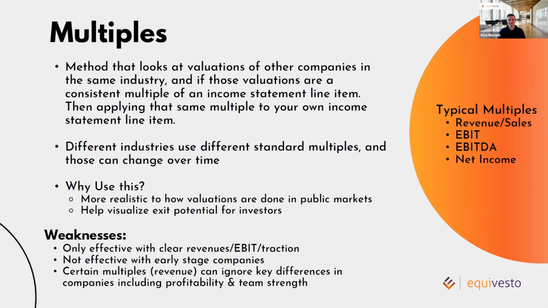Now, the next method would be multiples. The multiples valuation method is the most effective when you already have consistent revenues. Multiples is a method that looks at the valuations of other companies in the same industry. You can then create a relationship between the valuation of those companies and some sort of results the company is generating. Typically it would be revenue, sales, EBIT, EBITDA, or net income, some sort of income statement line item.